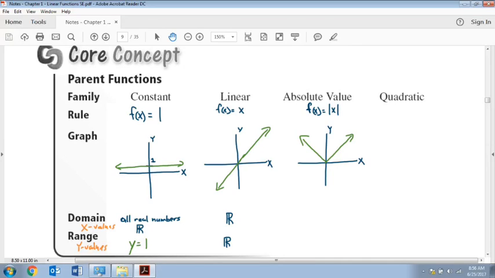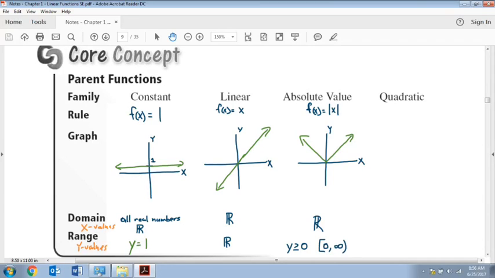Domain is x values. It goes left forever and goes right forever, so it's all real numbers. Range, however, does not go down forever. It starts right here at 0 and goes up forever. There are two ways of notating that. We can use the inequality, y is greater than or equal to 0, because your y values are bigger than or equal to 0. Or we can use interval notation, which starts at 0 with a bracket because it's included, and goes to positive infinity.